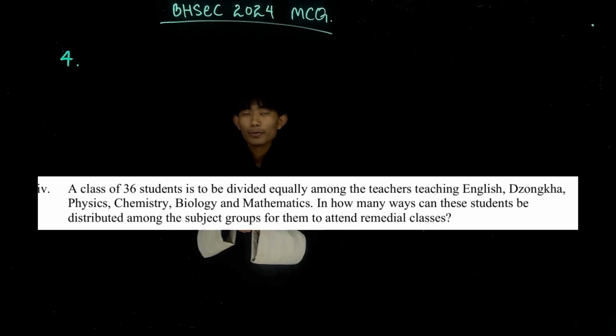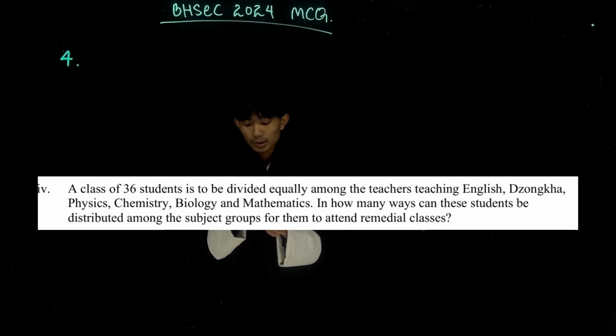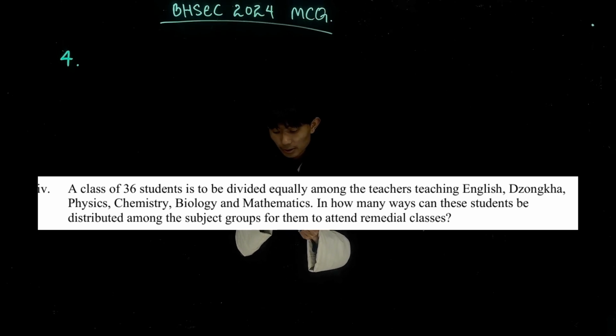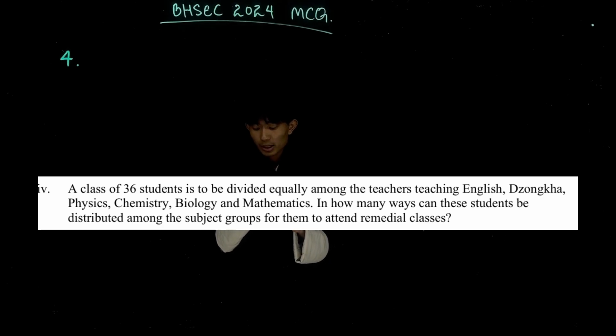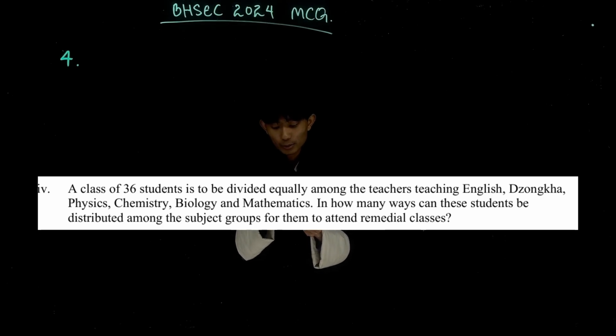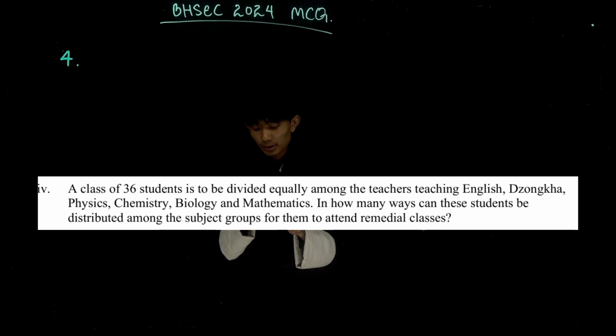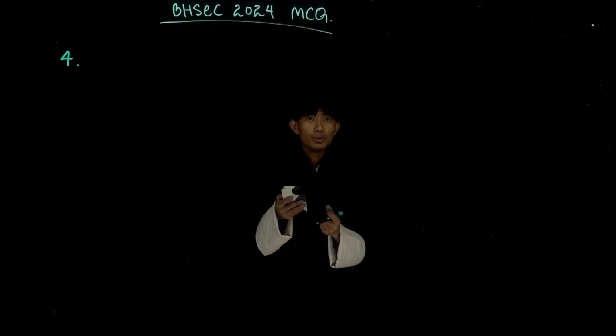So for question 4 of the MCQ, we have a class of 36 students and it is to be divided equally among the teachers teaching English, Sanskrit, physics, chemistry, biology and mathematics. So we have 6 teachers, and what the question asks from us is that we have to calculate the number of ways in which these students can be distributed among the subject groups for them to attend remedial classes. So we need to divide these 36 students into 6 groups for the 6 classes.